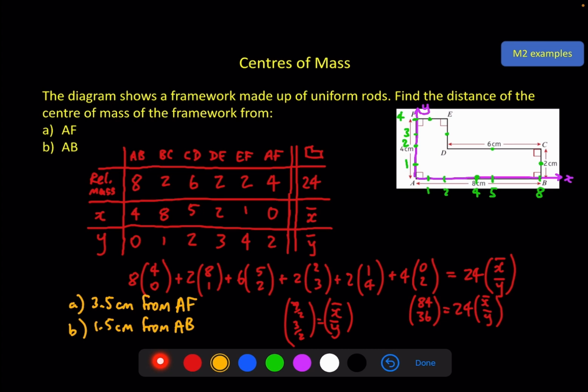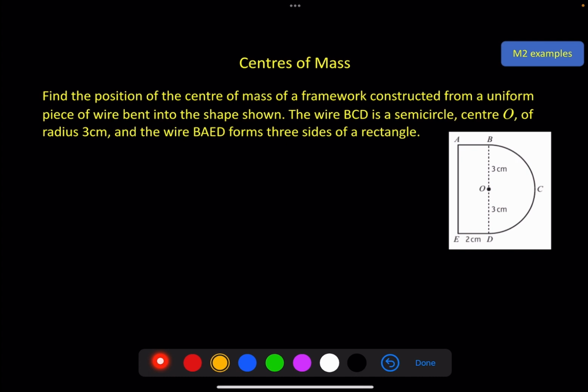Our second example is very similar in the process, but involves a semicircular arc. So find the position of the center of mass of the framework constructed from a uniform piece of wire bent into the shape shown over here. The wire BCD is a semicircle, center O, of radius 3, and the wire BAED forms 3 sides of a rectangle. The XY coordinate I'm going to choose here is going to go through O like this.